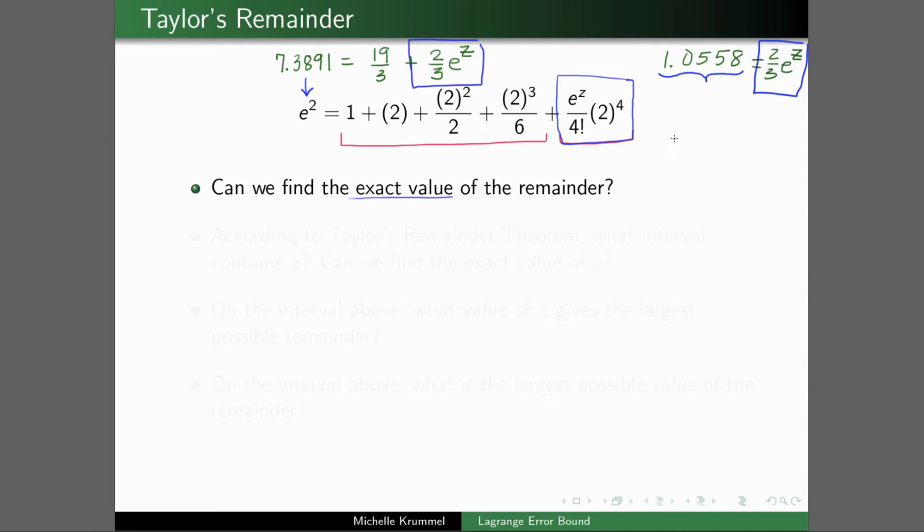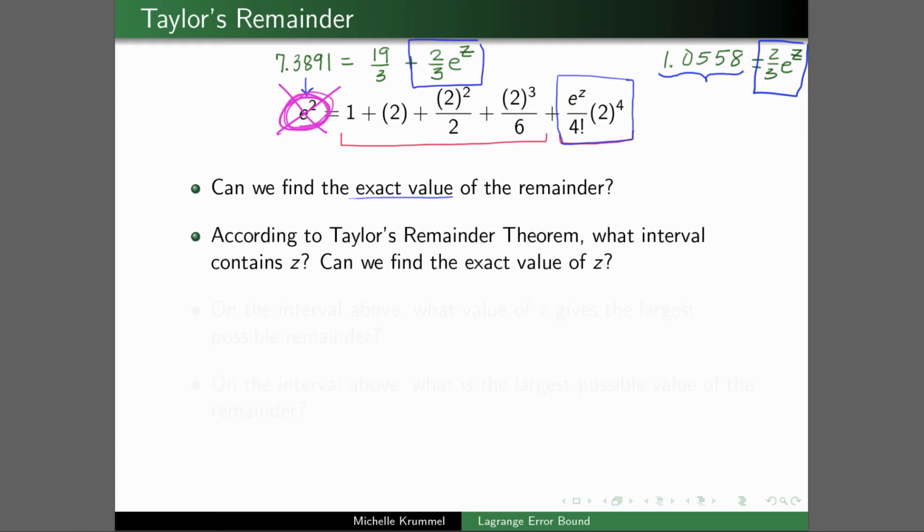However, we did sort of cheat, because the only way we were able to get that exact value was to put e squared into our calculator. And in practice, we're not going to know the exact value of our function at 2. If we knew the exact value of our function at 2, then there would be no reason for us to use a polynomial approximation. Why would we want to use an approximation that has error if we knew the exact value to begin with? So we're not really going to be able to do this. This was just for the purposes of introducing the concept.